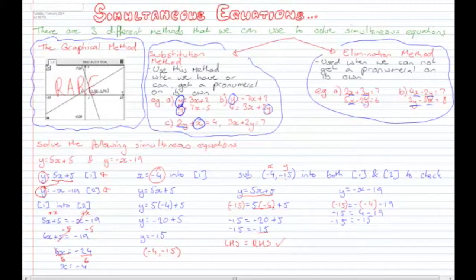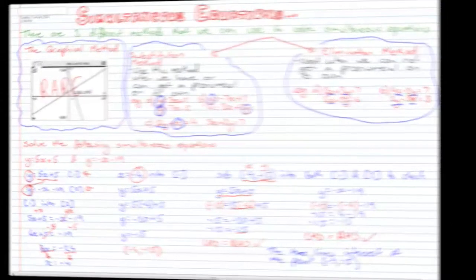Right, let's check it with the other line now. y is equal to negative x minus 19. Substituting our y value of negative 15 here, and our x value of negative 4. So you've got negative 15 is equal to negative times negative 4 minus 19. The two negatives become a positive, so negative 15 is equal to 4 minus 19, and negative 15 is equal to negative 15. Therefore, left-hand side equals right-hand side. Tick. Now because both of these lines go through that point that we know, therefore the two lines intersect at the point negative 4, negative 15.